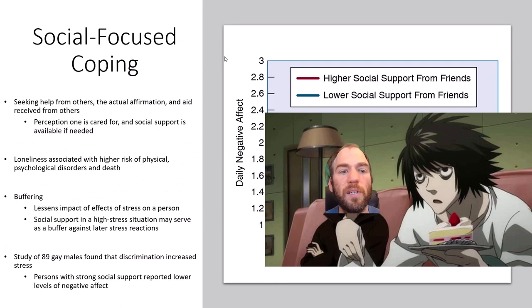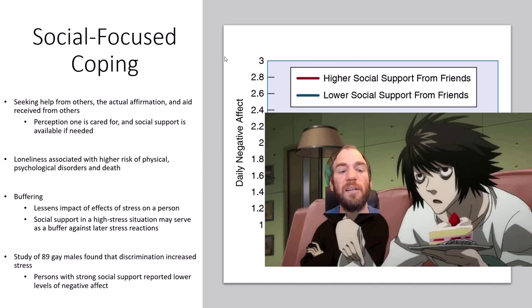Social-focused coping: seeking help from others, the actual affirmation and aid received from others, the perception that one is cared for, and that social support is available if needed. Loneliness is associated with higher risk of physical and psychological disorders, and death. Buffering, which I've alluded to throughout this class, lessens the impact of the effects of stress on a person. Social support in a high-stress situation may serve as a buffer against later stress reactions.